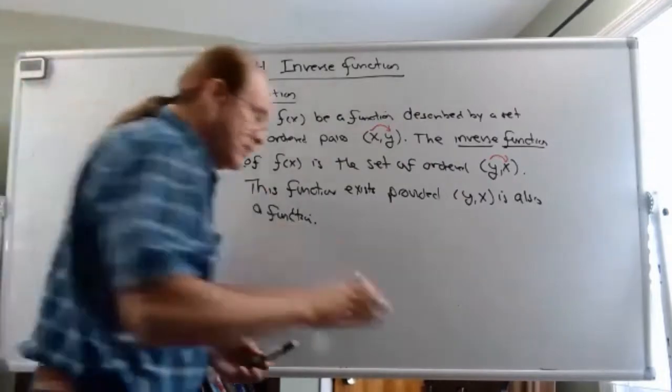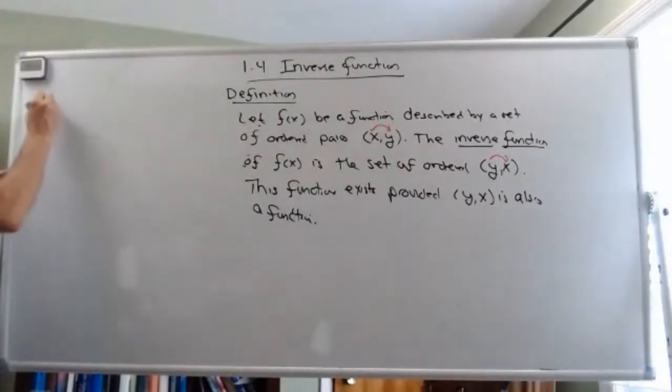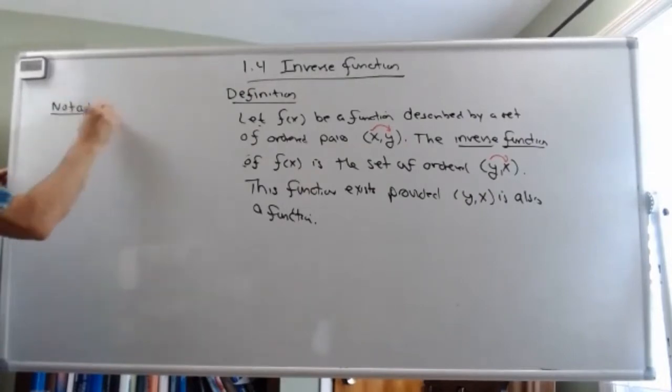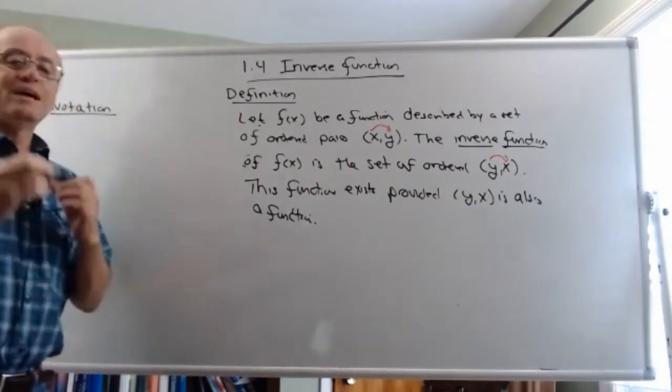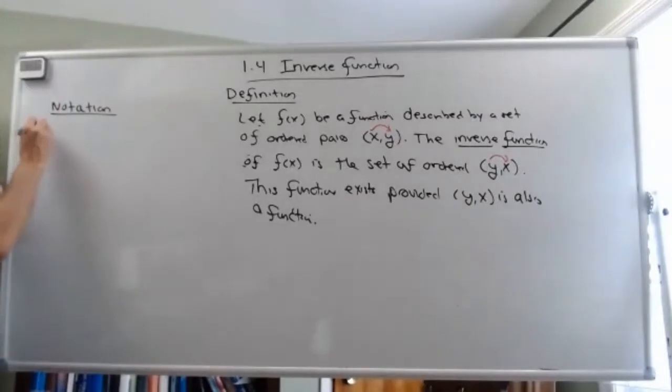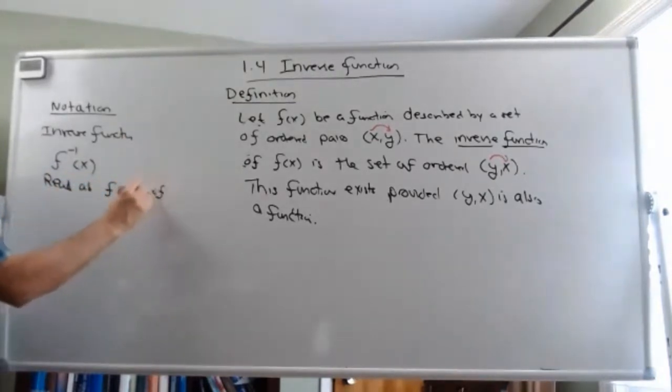Okay, now how do we want to represent that? What sort of notation? This is where it gets a little bit confusing. So we'd like to represent our inverse function. So here's the notation that we're going to adopt. We're going to use the superscript -1. Now, this is where it gets confusing. This is the notation for the inverse function. We're going to take f and put a superscript -1 of x. And this is read as f inverse of x.